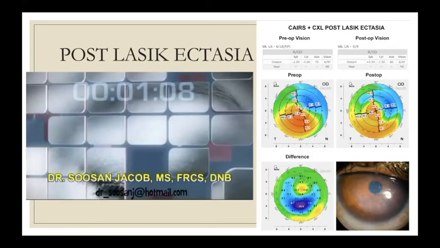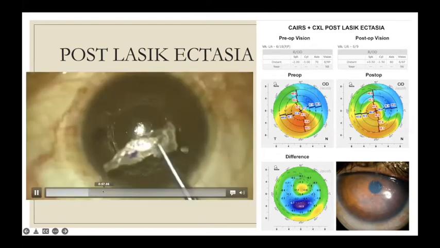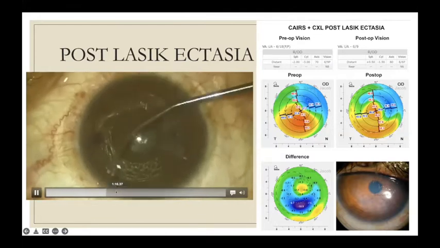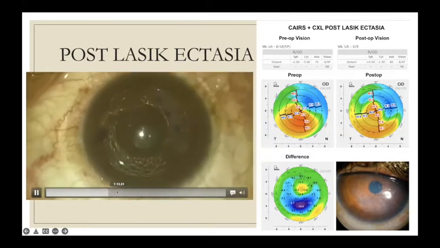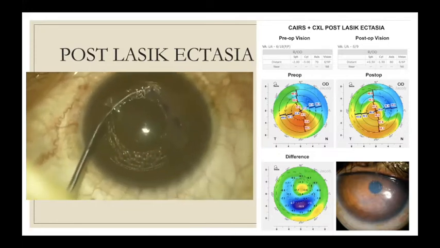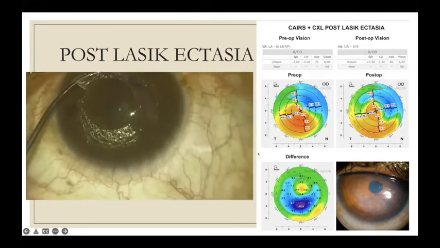We've also used it in a good number of post-LASIK ectasia patients now, and here's one example. Here we've used a customized CAIRS, and basically the only thing that you have to be careful about is where you're going to place your CAIRS channel. So you can calculate that based on the anterior segment OCT and check the flap depth, and depending on that you plan your placement of the CAIRS channel.